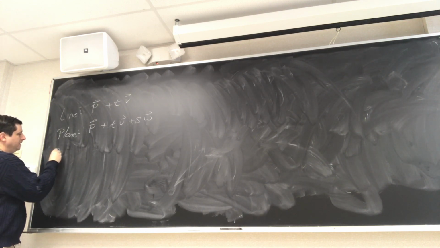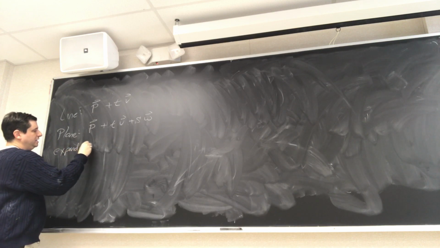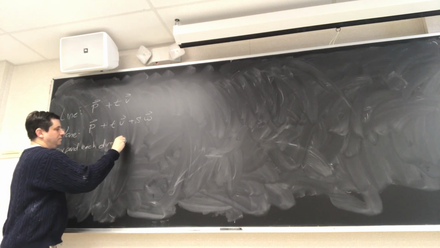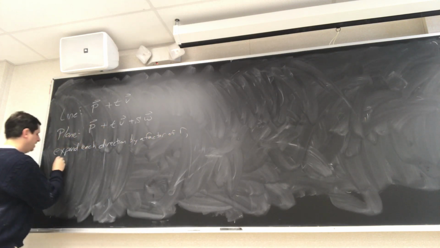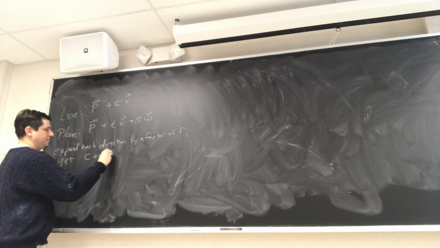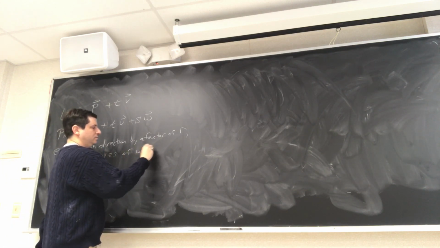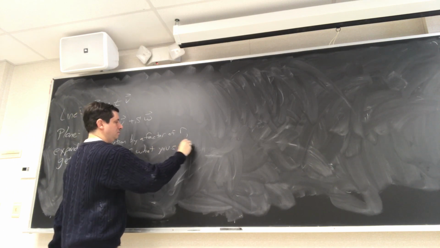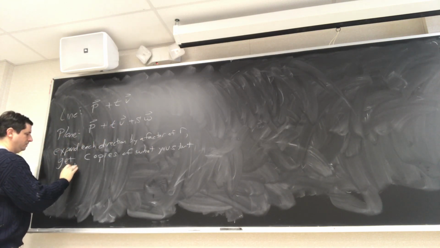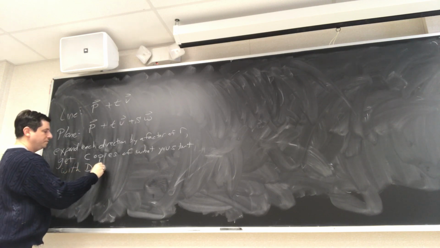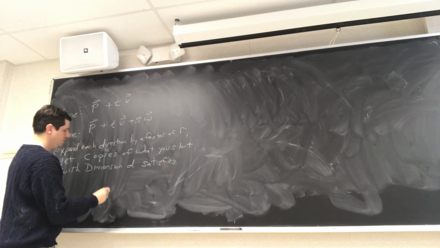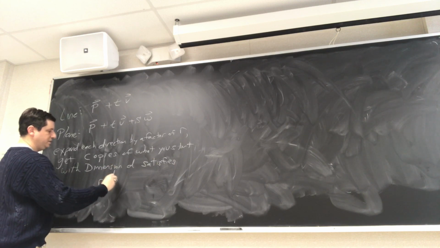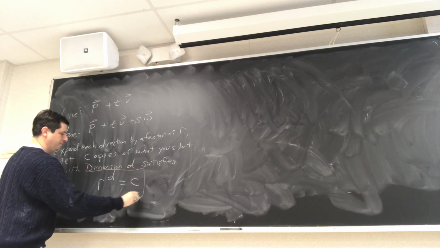Let's say you have some object, and you expand each direction by a factor of r, and you get c copies of what you start with. Then the dimension d satisfies r to the d equals c. This is the big equation.